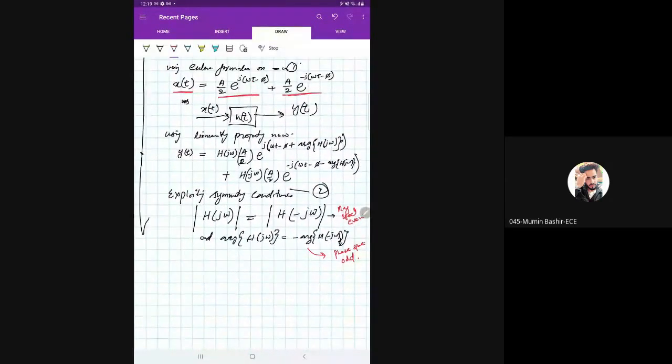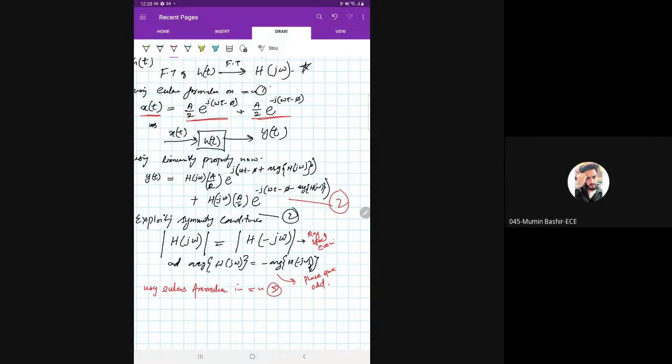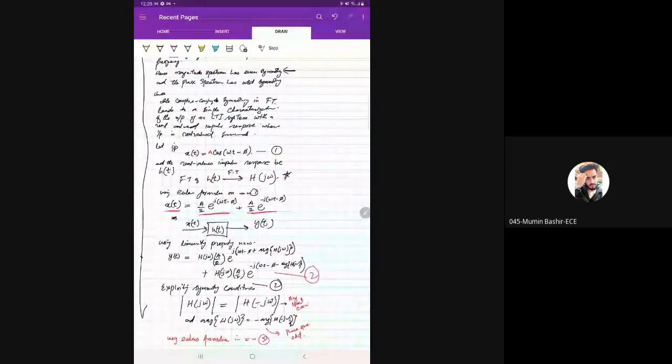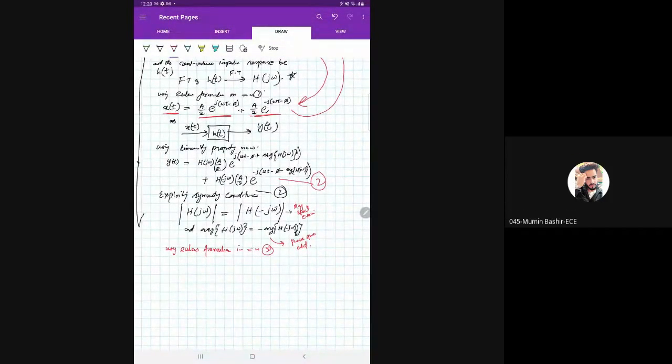Now, we will use Euler's formula again in equation 2. Equation 2 is in exponential form, as we did here. What we did here was use Euler's formula in equation 1 and change it into exponential terms. Now equation 2 is also in exponential terms. We can use Euler's formula and change it back to cos theta. So that is what I will do here.